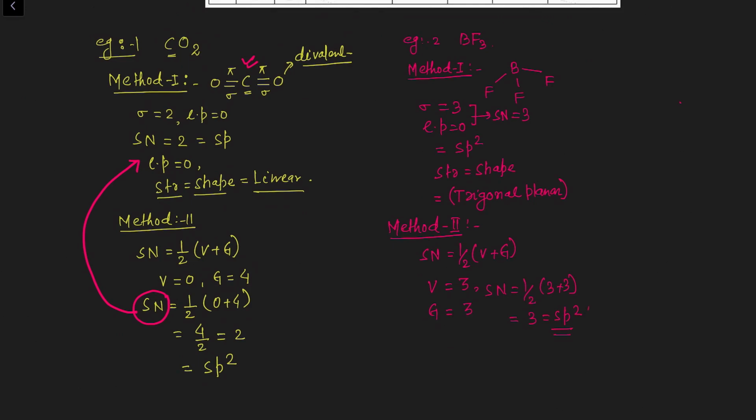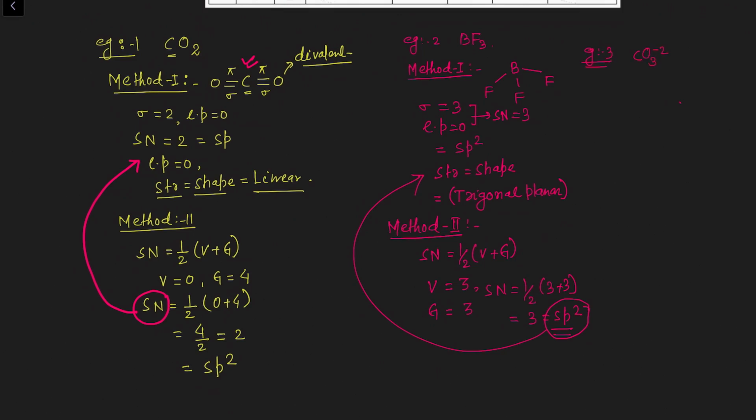Again hybridization is what? sp2. So now this is the hybridization of sp2, right? The hybridization of boron in BF3 is what? sp2. After getting the hybridization, you can check the structure and shape of the molecule with the help of the Lewis dot structure.